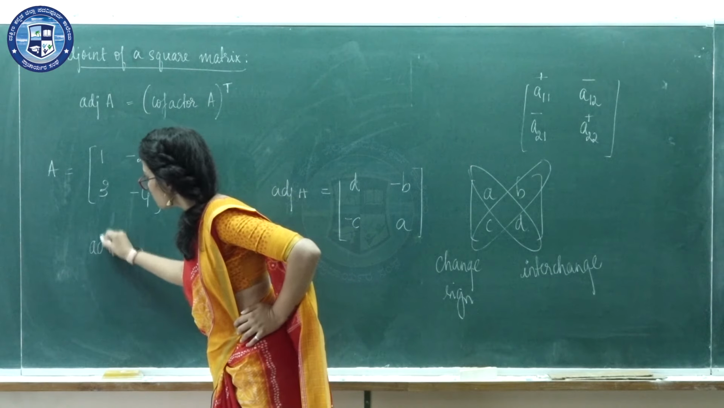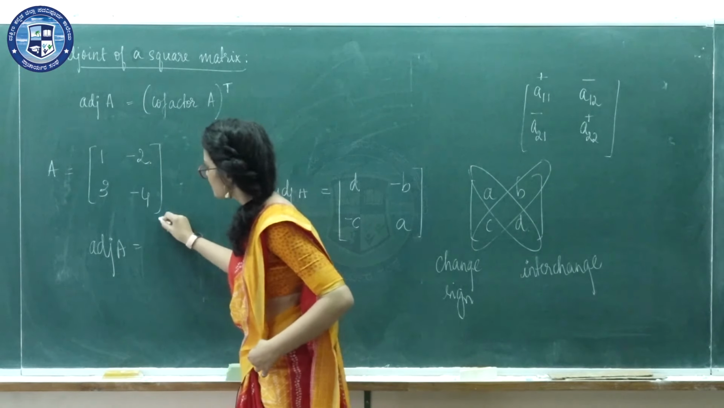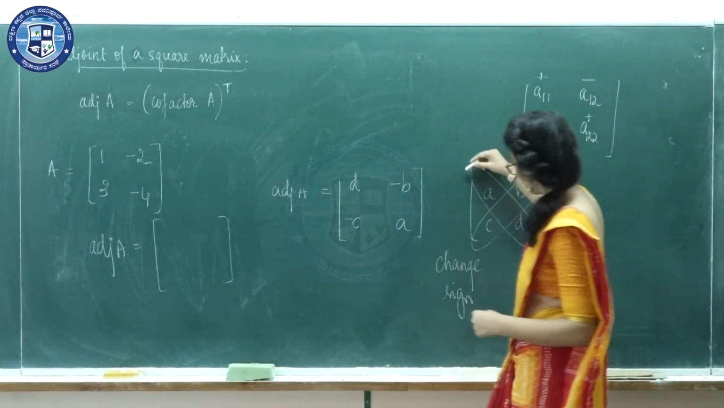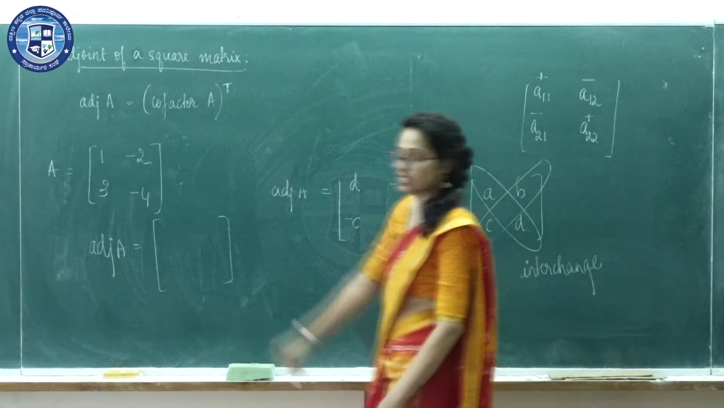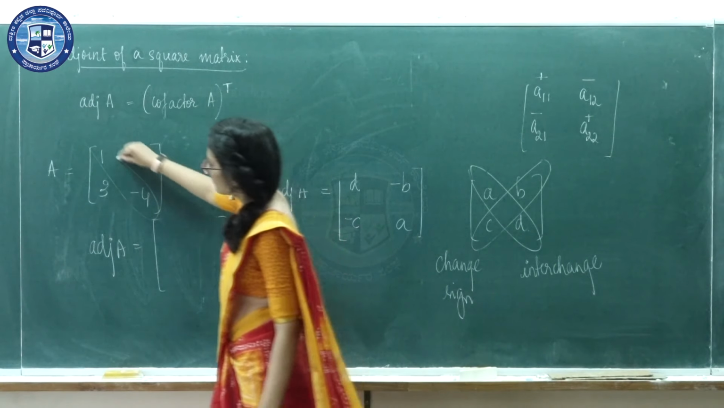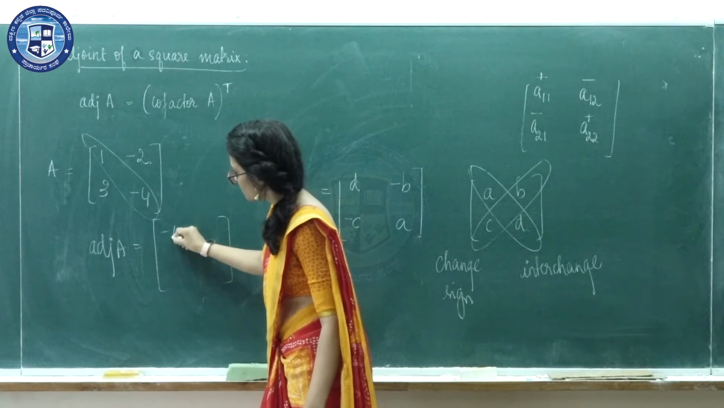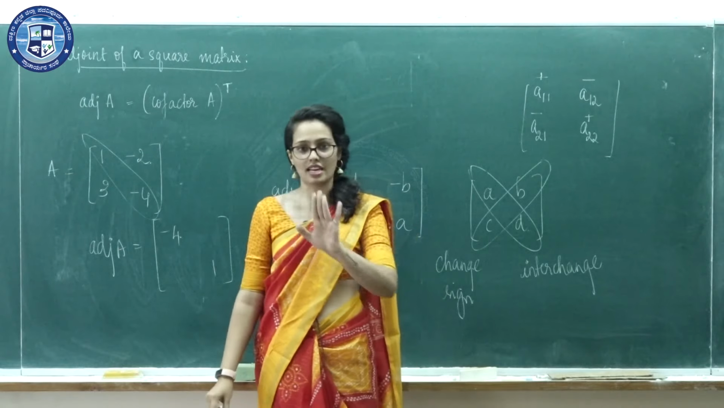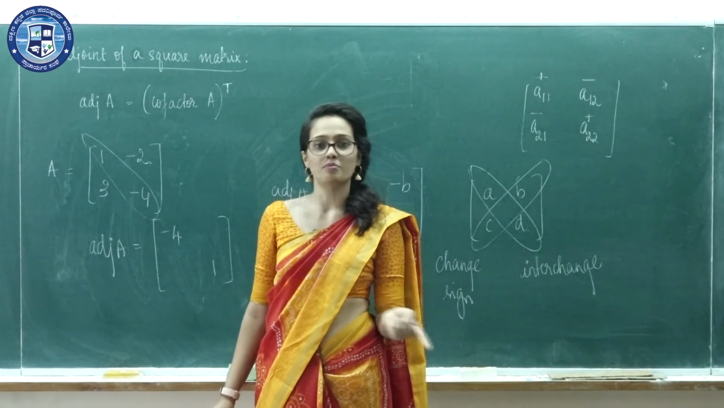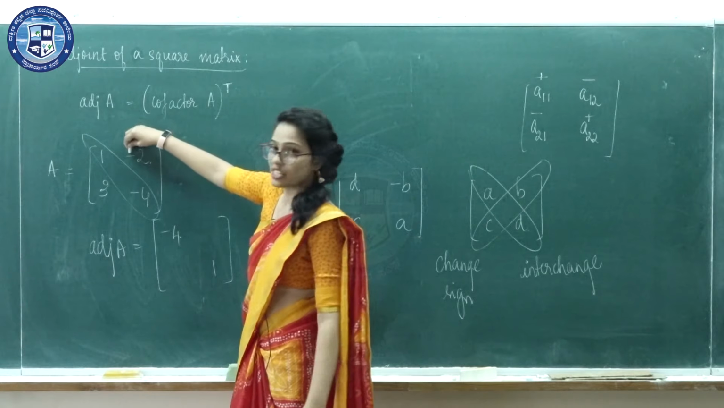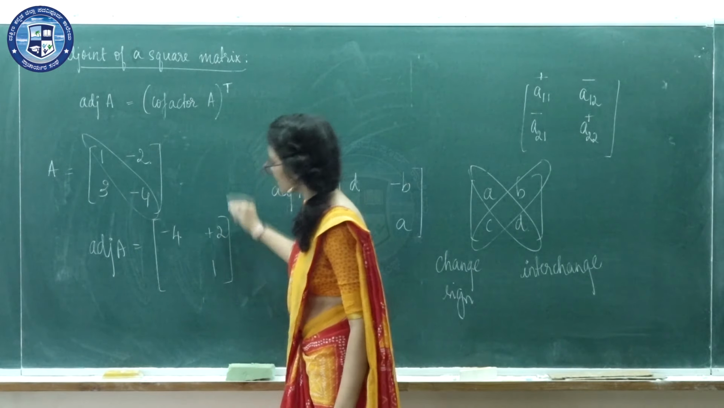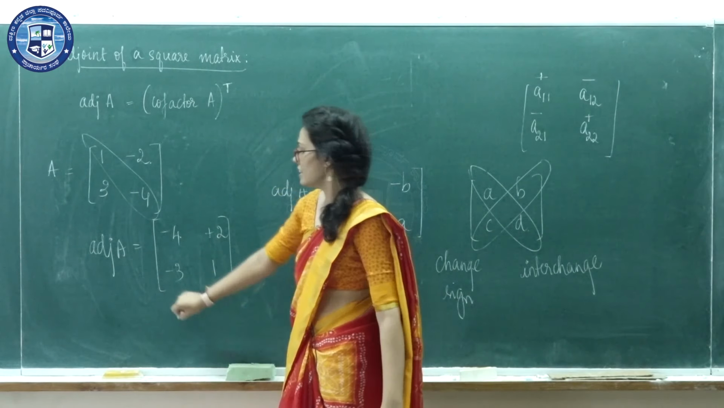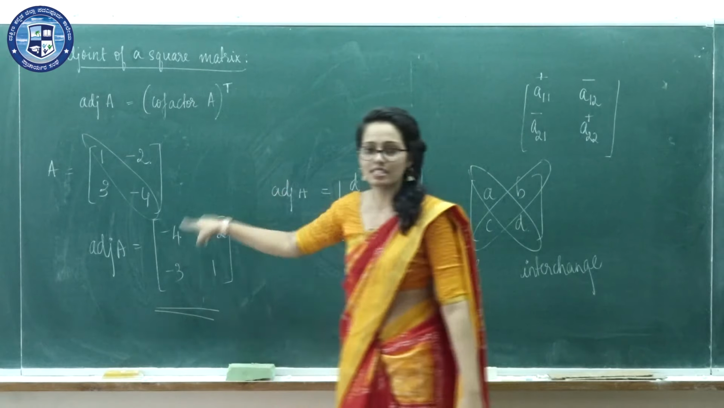Let's find the adjoint. So the adjoint of A is nothing but, what do we do? Using the shortcut, we interchange these two values. Interchanging these values, I get minus 4 over here and 1 over here. Now with the remaining terms, I keep the terms in their own places but change their signs. So this was negative, so I make it positive. This was positive, I make it negative. So we get the adjoint matrix of A to be this.